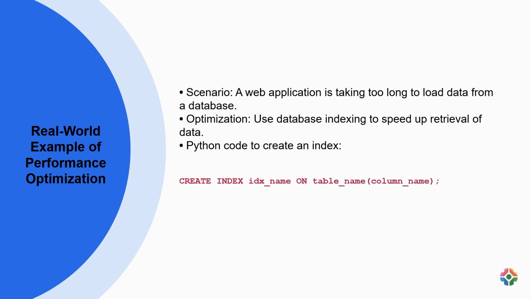To create an index in Python, you can use the following code. Create index idx_name on table_name (column_name). In the above code snippet, replace idx_name with the desired name for the index and table_name with the table name where indexing is needed. Additionally, specify the column name on which the index should be created to facilitate faster data retrieval for the web application.